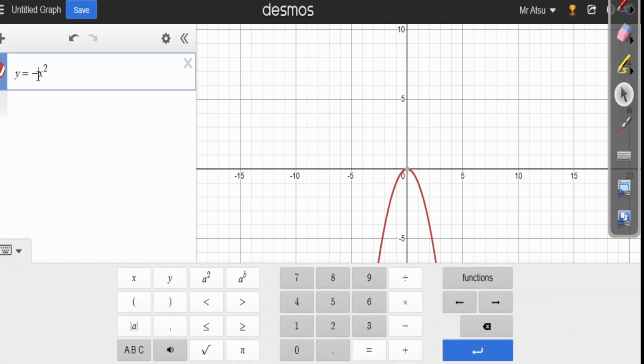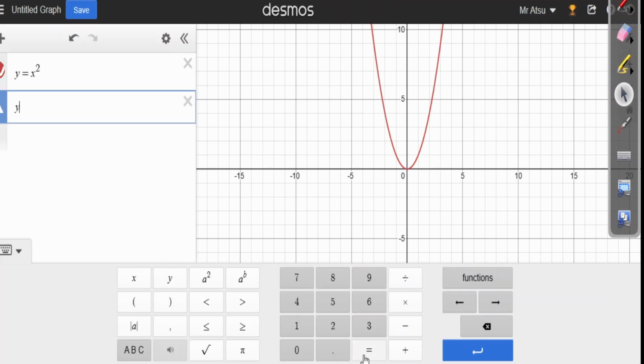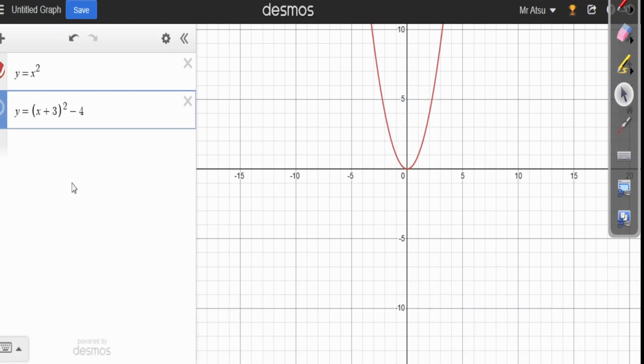Let me have my parent function. Right, there you are. Then let's try something like y equals (x plus 3) all squared minus 4. Right, so by what we've learned so far, if you want to describe the transformation of this graph, can you pause the video and try that? I'm sure you will tell me that this graph has shifted to the left 3 units because of the +3 here, and then down 4 units.